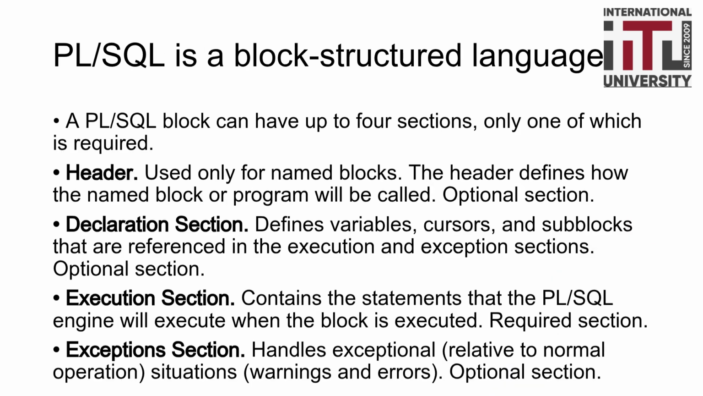A PL/SQL block can include up to 4 sections: header, declaration, execution, and exceptions. The header is for named blocks, defining how they're called. The declaration section sets up variables and sub-blocks. The execution section, mandatory, contains executable statements. The exceptions section manages errors and warnings, ensuring robust error handling.